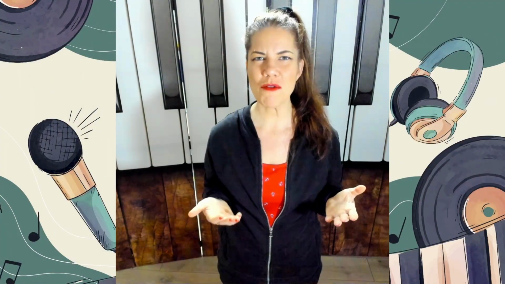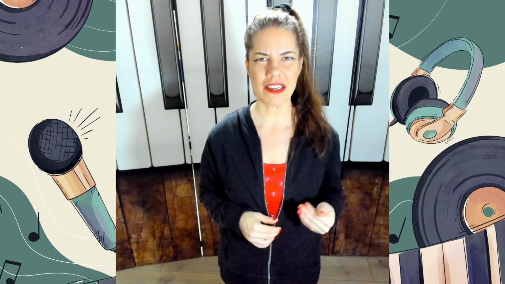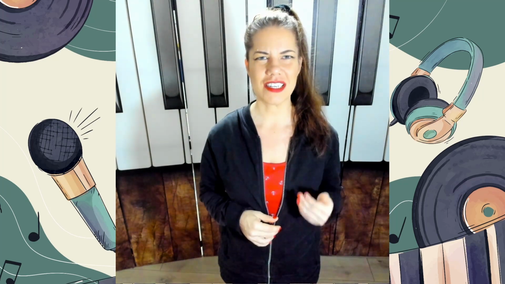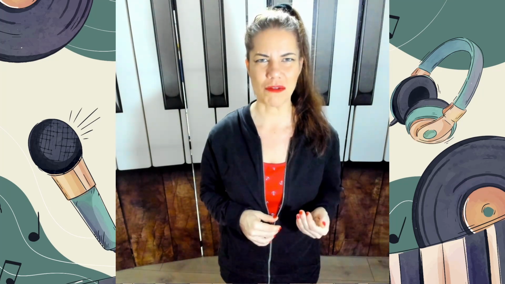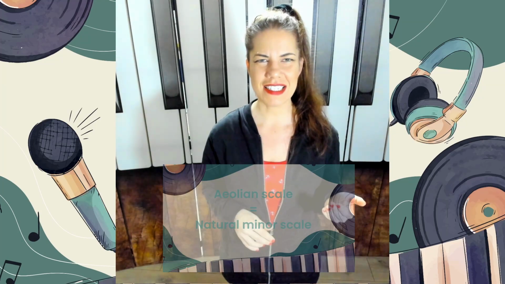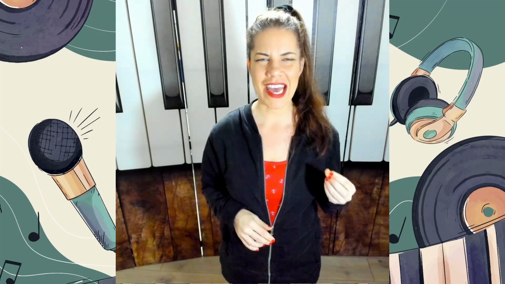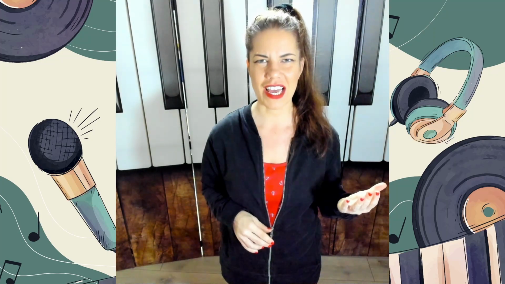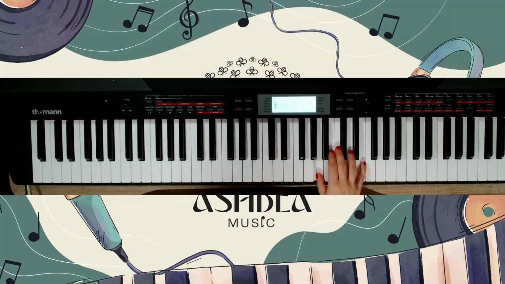What is an Aeolian mode? The word Aeolian comes from the ancient Greek inhabitants of Aeolia. It's also called the natural minor scale, and in this case, the A minor or the A Aeolian scale will start on A and will end on A. A, B, C, D, E, F, G, and back to A.